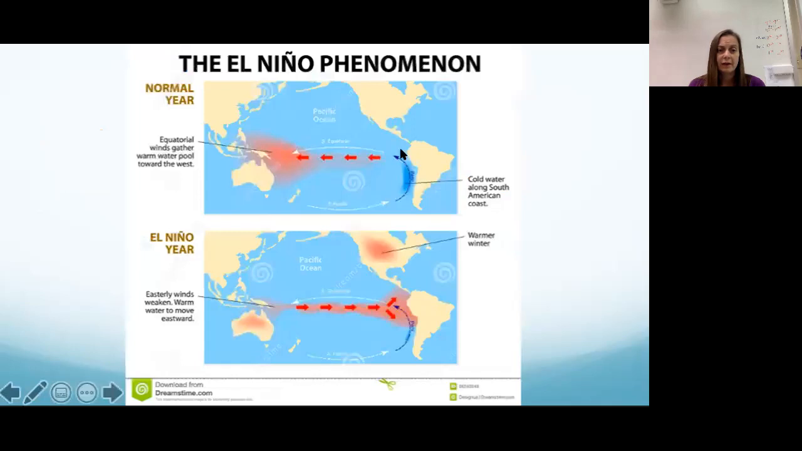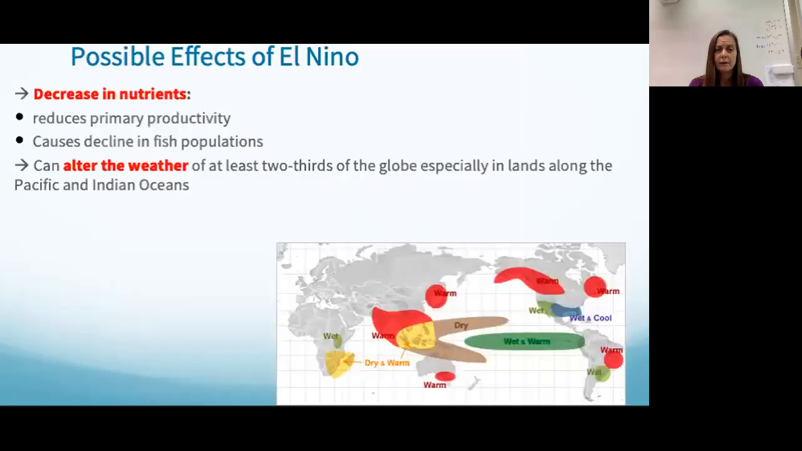So what's that going to look like? Normally, we have this upwelling here off the coast of South America, and the warm water gets driven to the west towards Australia and New Guinea and New Zealand. In an El Nino year, because those trade winds get flipped, that upwelling does not happen. Instead, we have warm water off the coast of South America, and we're going to get a warmer winter in North America. Even though these reversals occur in the South Pacific, they affect weather worldwide.